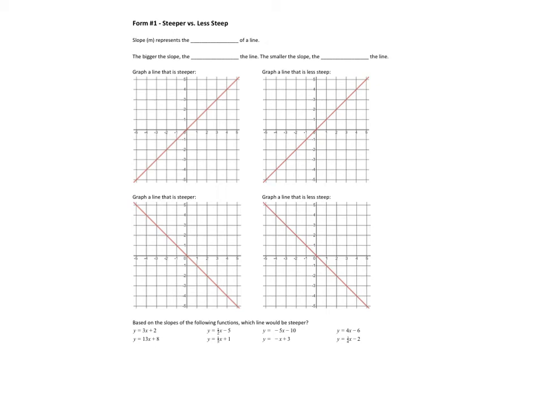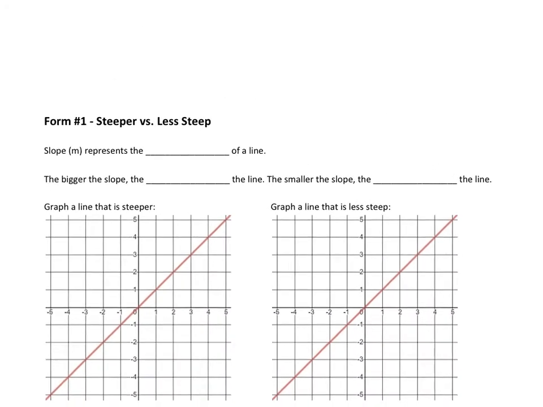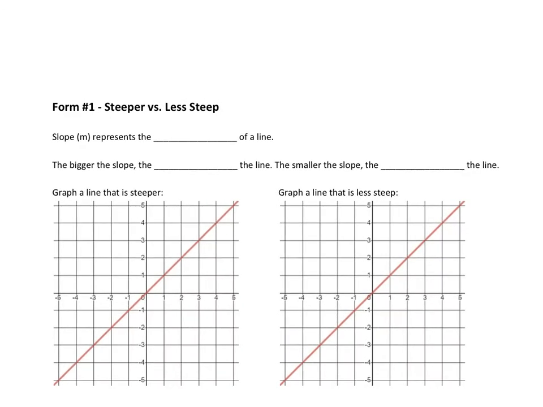We're going to take a quick second to talk about the difference between steeper and less steep slopes. Now, this is a very visual concept, so you will be using Desmos a lot to determine if something is steeper or less steep. Let's review for a second. Remember that slope, or the M, represents the steepness of a line, or like the incline of the line. So we can compare the incline of two lines to decide which one's steeper or which one's less steep.